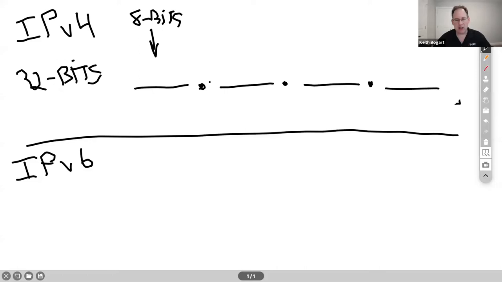For IP version 6, it's actually 4 times that long. So with IP version 6, we have, let's see if I can draw it out here.